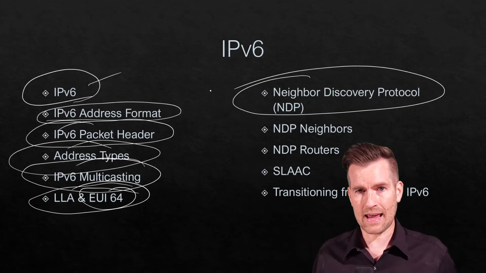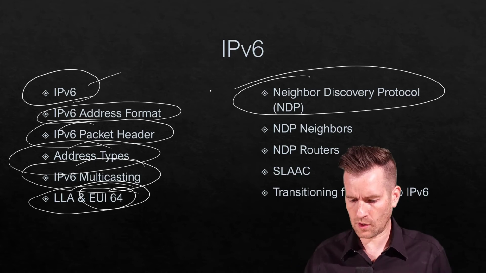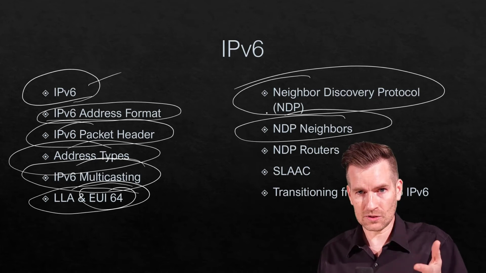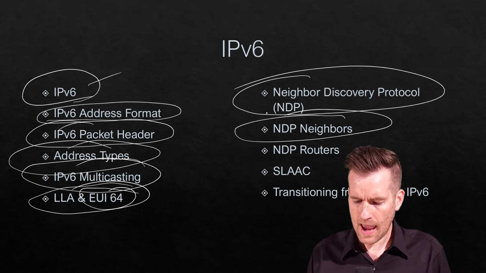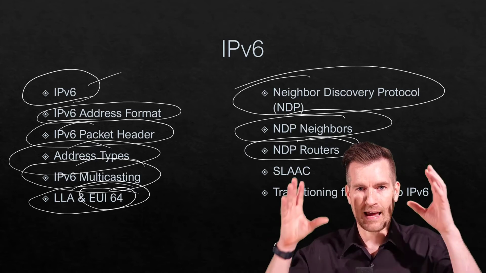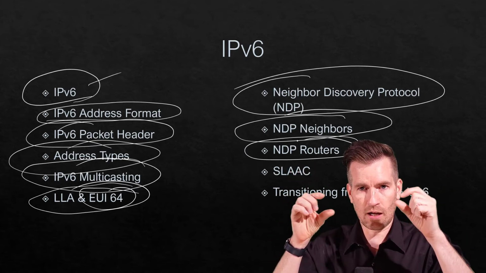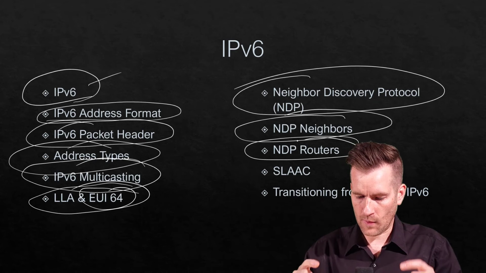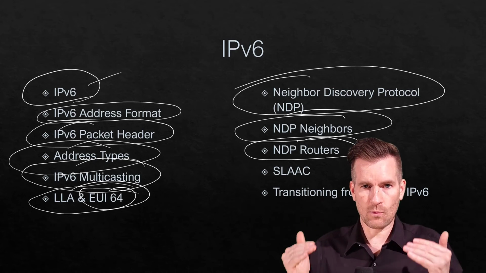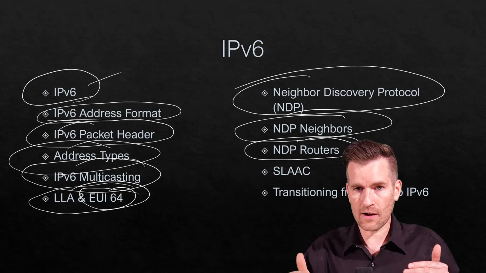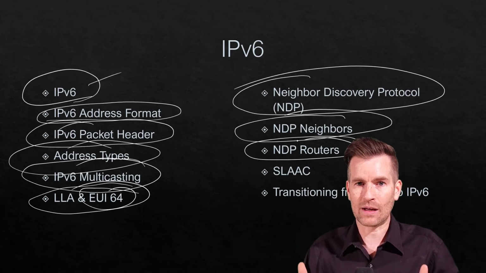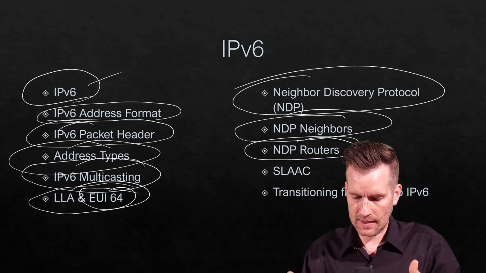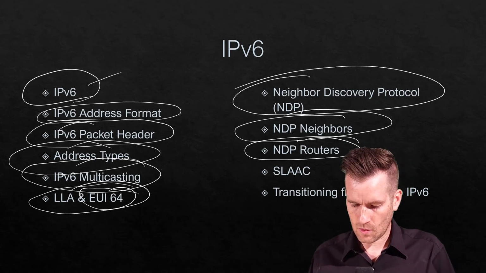Once we get an in-depth look into neighbor discovery protocol, we're going to take a deep dive into NDP neighbors and how neighbors are created within NDP, and then also NDP routers. So we're going to take a higher-level look at neighbor discovery protocol, dig deeper when we talk about NDP neighbors, and then talk about NDP routers. Then we'll take it a step further when we talk about SLAAC, which utilizes NDP routers, and how it assigns global addresses within the IP version 6 address space. So we'll talk about SLAAC.